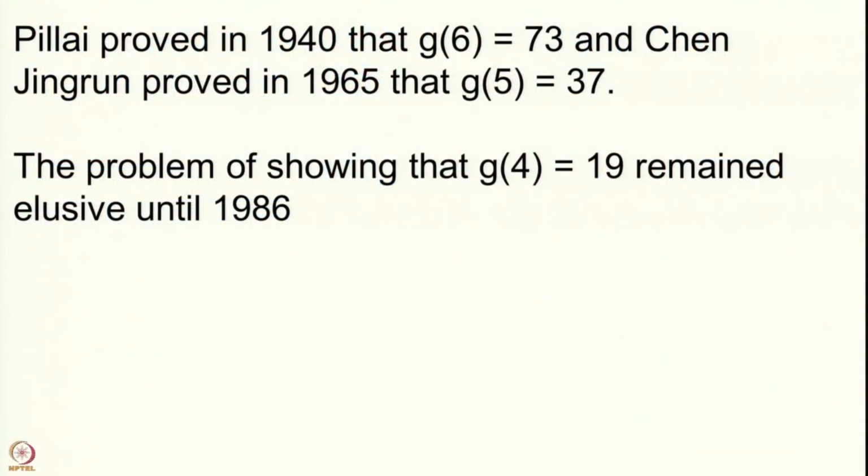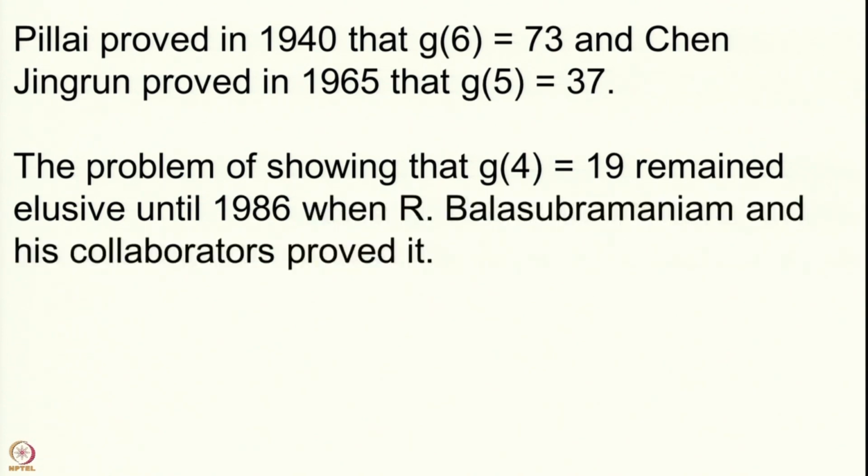So, G3 was computed, G5 was computed and G6 was computed. The problem of finding G4 remained elusive until 1986. So, almost 20 more years this problem was not solved, until 1986 when an Indian mathematician, R. Balasubramanian, and his collaborators solved it. This was a remarkable result, and it put India once again on the world map as far as number theory is concerned. So, this is one way.